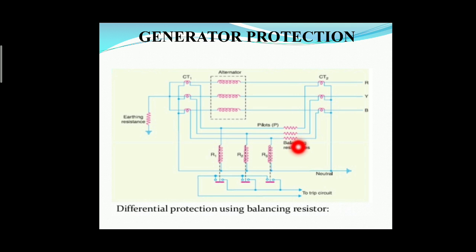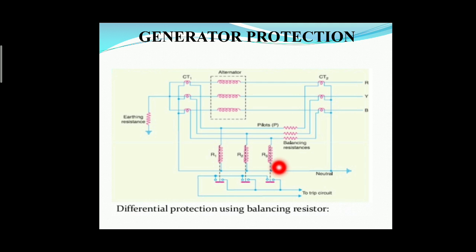Under normal operating conditions, both the CTs are balanced together. Under abnormal conditions, the currents flowing through both the CTs will differ. Then this difference current will flow through the relay coil, and automatically the relay will operate. This is the differential protection using the balancing resistance.